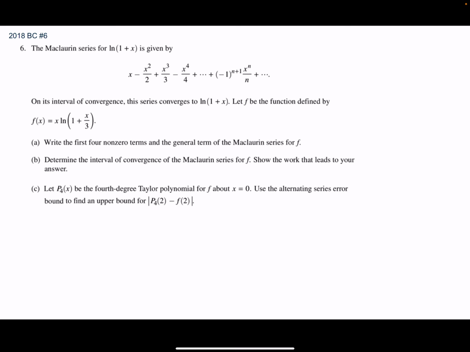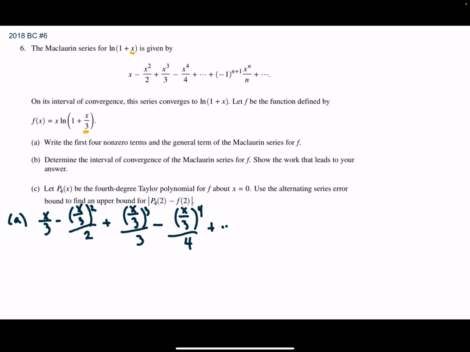So the very first thing that I'm going to do is, do you see how the x has been replaced with an x over 3? I'm literally going to replace all of my x's with x over 3's. So instead of having x minus, I'm going to have x over 3 minus, instead of x squared over 2, it's going to be x over 3 squared over 2. And then plus x over 3 cubed over 3 minus x over 3 to the 4th over 4. Those are 1, 2, 3, 4 non-zero terms.